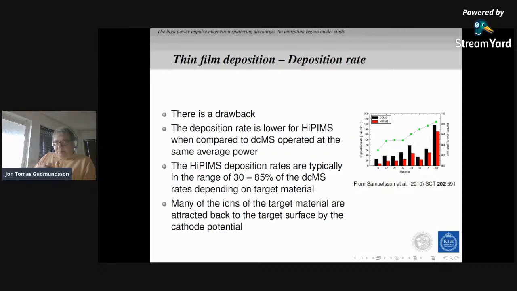But there is a drawback. The deposition rate for HiPIMS is often significantly lower than for the DCMS if we operate at the same average power. And it is typically in the range of 30 to 85% of the DCMS rates, which depends on the target material, as we see in the figure here. So we see that the red is HiPIMS, black is DCMS, and for all of these different elements, the deposition rate in HiPIMS is significantly lower. And this is a very important problem in regards to the industrial use, because they only care about the throughput.